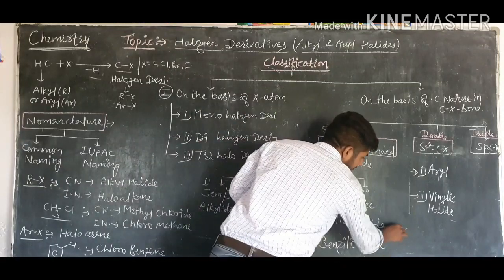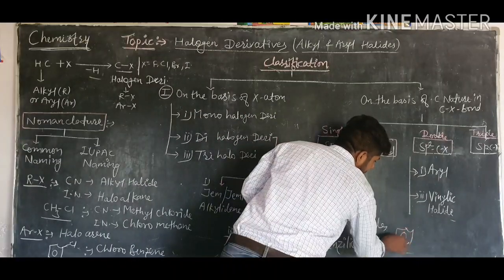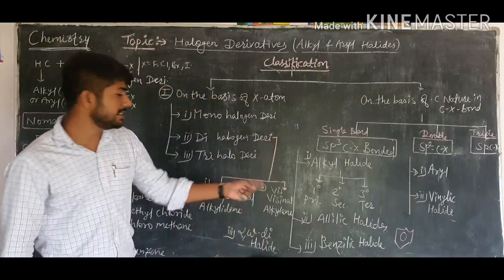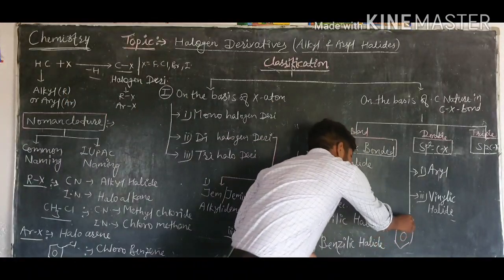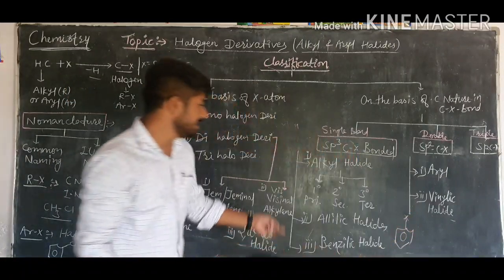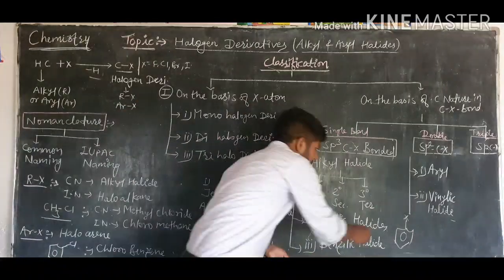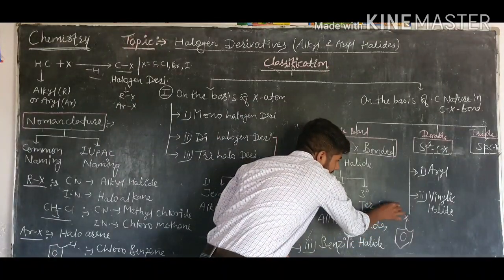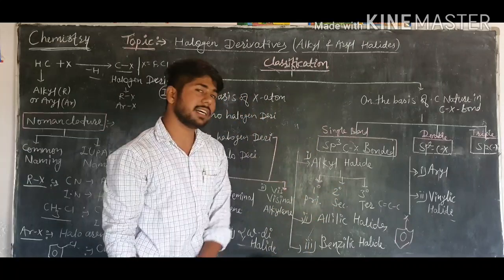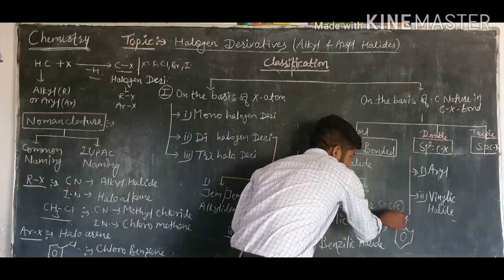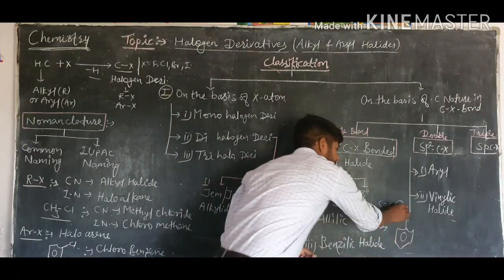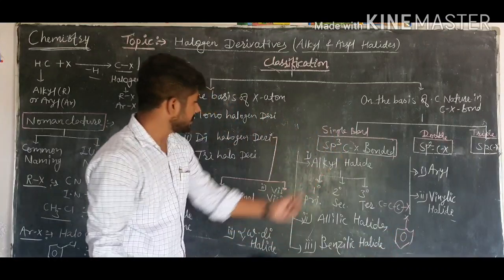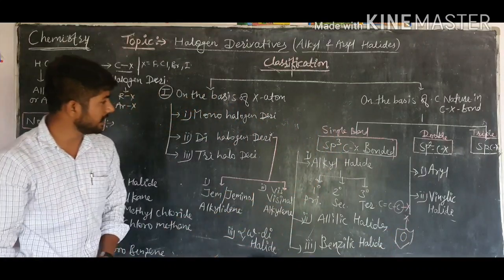In benzylic halide, we can say that the benzene contains a group, and on the benzene one halogen atom is present; it is called a benzylic halide. Allylic halide means a carbon double bond carbon attached to another carbon. This carbon has sp3 hybridization and is attached to a halogen. Then this type of compound is called an allylic halide.